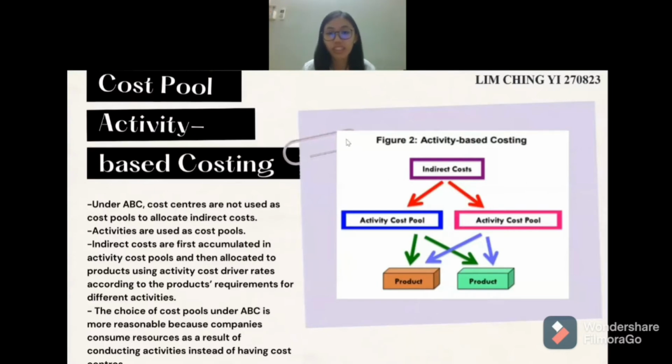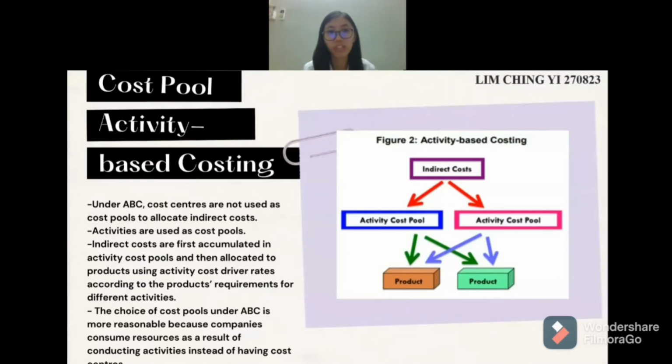In conclusion, the choice of cost pool under ABC is more reasonable because companies consume resources as a result of conducting activities instead of having cost centers. For example, consider a company that claims to have a production department but does not conduct any production activity. Under traditional costing, it does not actually incur the cost. However, the company will incur costs when a production department conducts production activity, such as handling material, setting up machines, running those machines, and doing quality control.